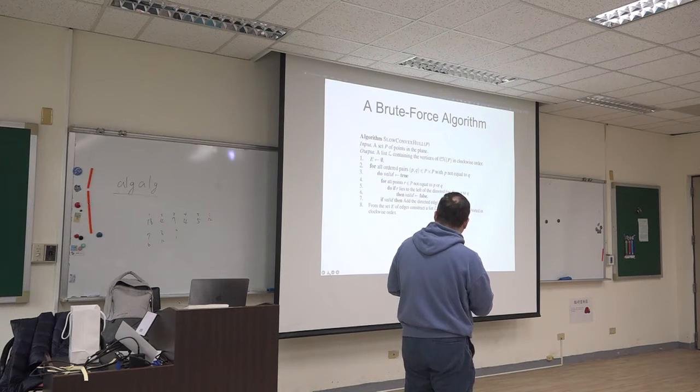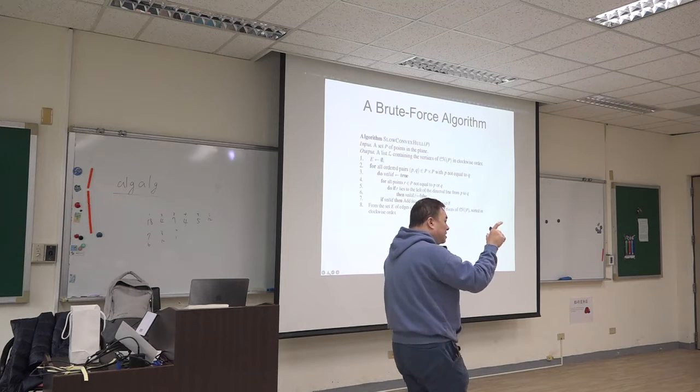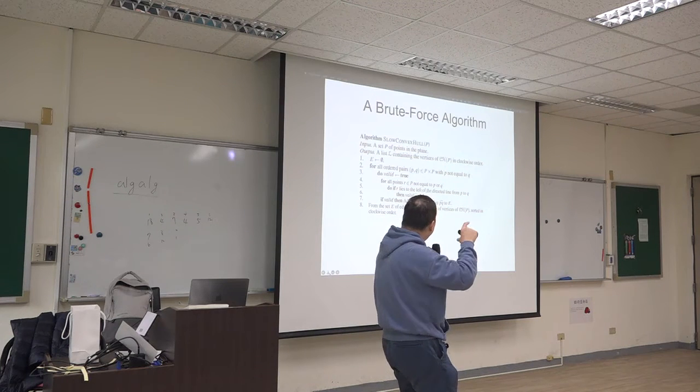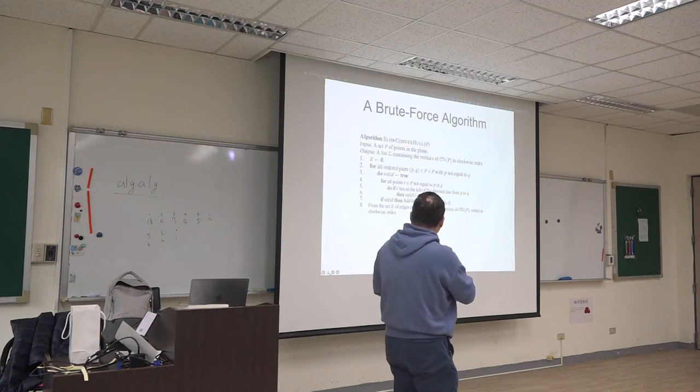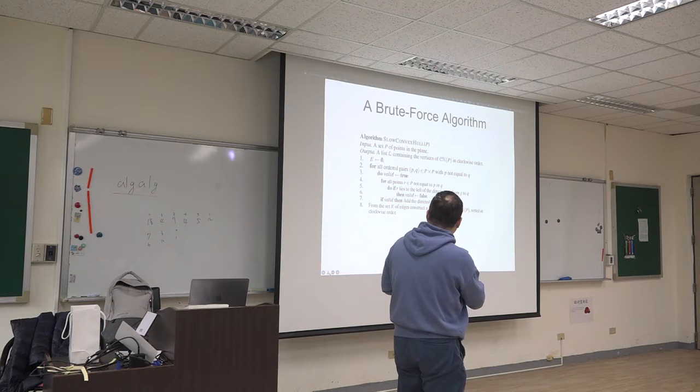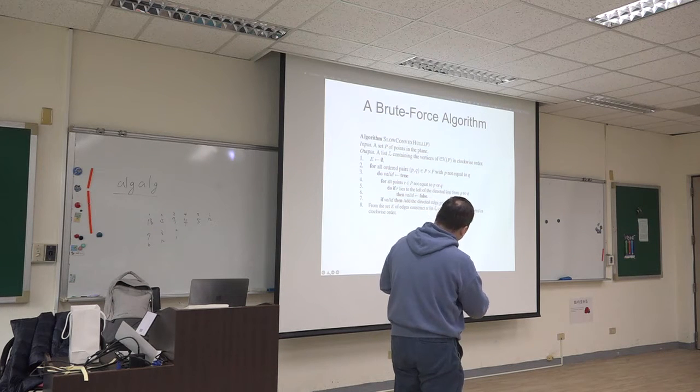And then after we find each ordered pair from the set E of edges, we add those segments into the set E. And then from the set E of edges, construct a list L of vertices. Those are the convex hull P, sorted in clockwise order.